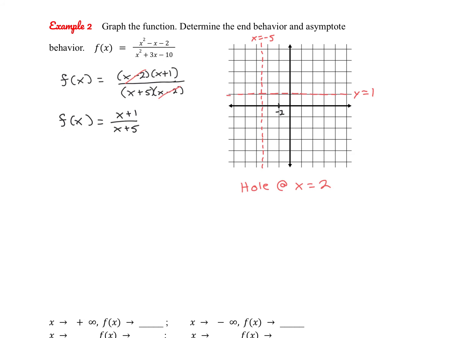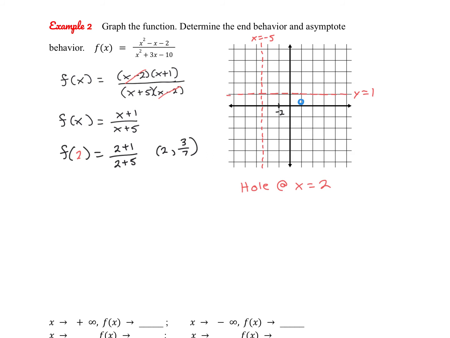So now let's deal with that hole before we forget. We know the hole is at 2, again, because positive 2 is a domain restriction. X cannot equal 2 for this function. So I'm going to plug in 2 to our remaining polynomial to see where the hole occurs. We're going to find f of positive 2: 2 plus 1 over 2 plus 5. So we have a hole at (2, 3/7). We can just put a little hole right here to remind us.